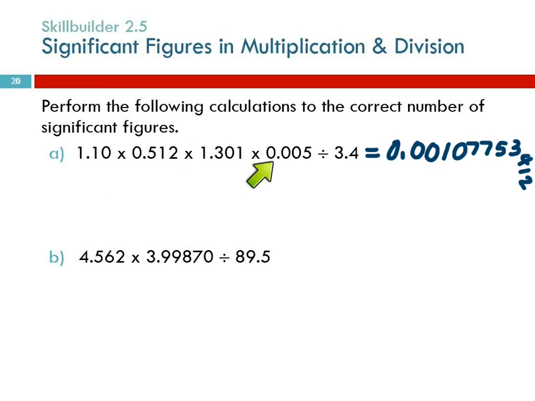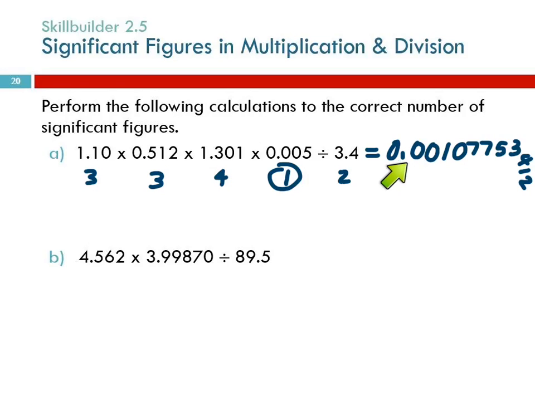We've got multiply, multiply, multiply, divide. As long as it's just multiplying and dividing, we can use the rule that we just learned. So we're going to look at each of these numbers and see how many sig figs. 1.10, how many sig figs? 3. 0.512, how many? 3. 1.301, how many? 4. 0.005, 1. The leading zeros, they don't count. It's just the 5. 3.4, how many sig figs? 2. So, what's the smallest one? The number 1. So we're going to round it off to one significant figure.